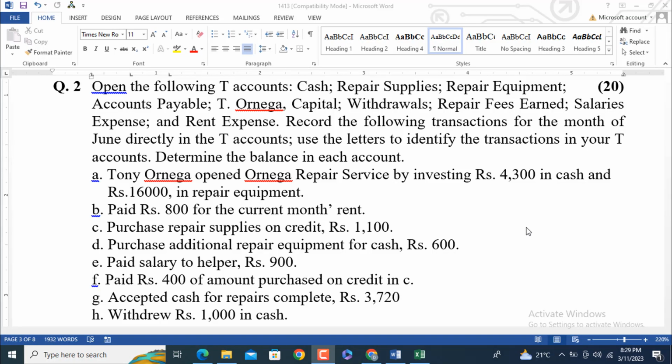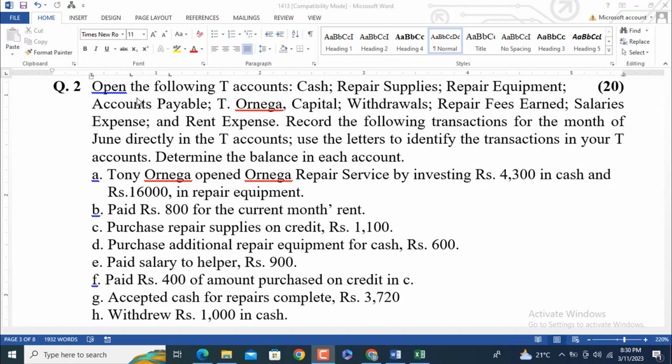In this video, we cover the solution of question number 2, which is related to assignment number 1 of the subject National Accounting, which has subject code 1413. This assignment is related to the 2022 attempt of the AIOU examination system. So let's start reading question number 2, then we will move to its solution that I have made in an Excel sheet or Excel workbook.